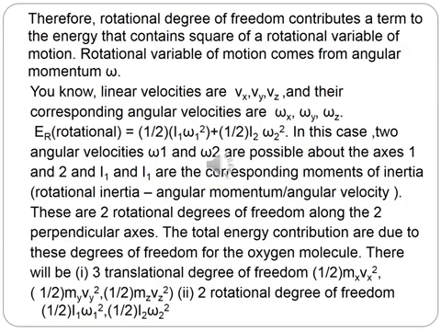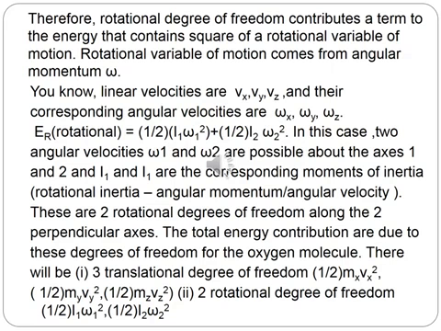It is known to you that the linear velocities of a body along three axes are Vx, Vy and Vz, and their corresponding angular velocities are omega x, omega y and omega z. Then how can we express the rotational degree of freedom? It is equal to 1 by 2 I1 omega 1 square plus 1 by 2 I2 omega 2 square. In this case, two angular velocities omega 1 and omega 2 are possible about the axes 1 and 2, and I1 and I2 are the corresponding moments of inertia. What is moment of inertia? It is the rotational inertia, where rotational inertia is angular momentum divided by angular velocity.